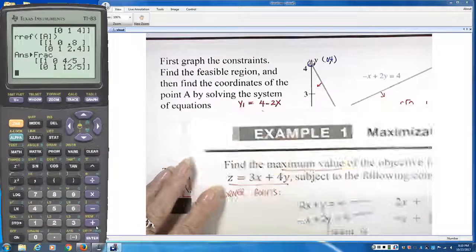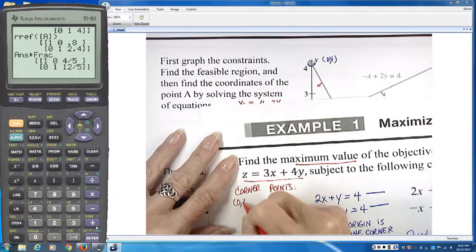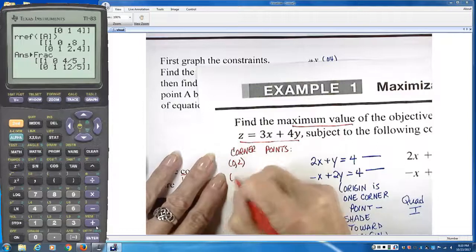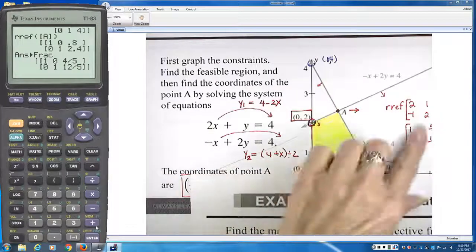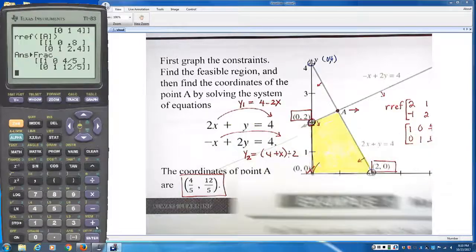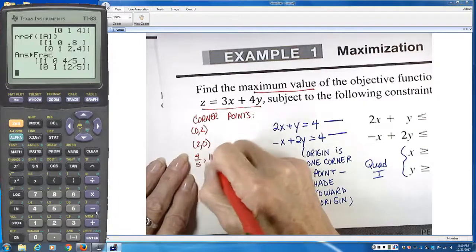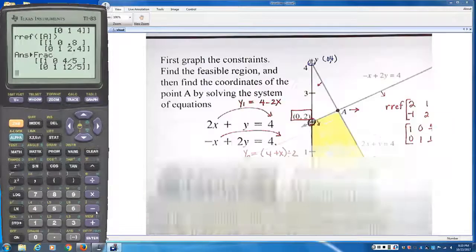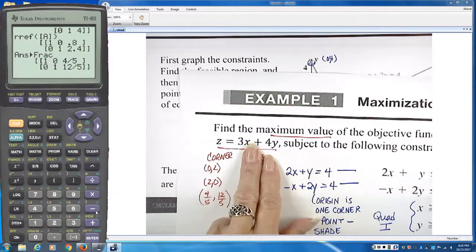So our corner points were (0, 2), (2, 0), and (4/5, 12/5). Of course, (0, 0), but if I plug (0, 0) in here, then Z is going to be 0. So that's not going to be a maximum. At least we hope not.